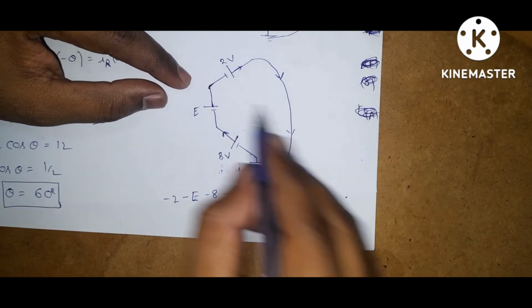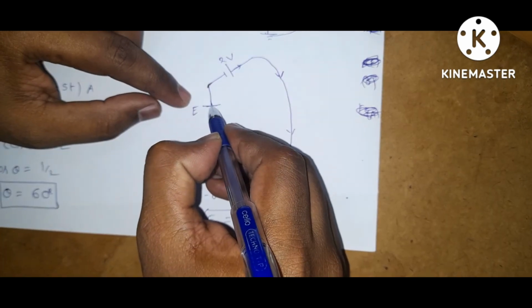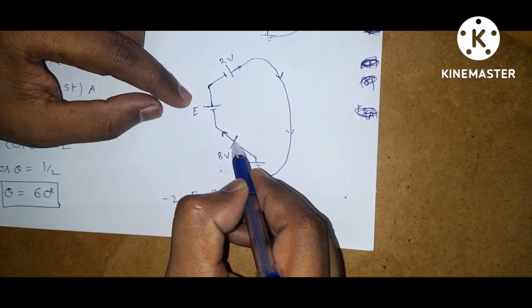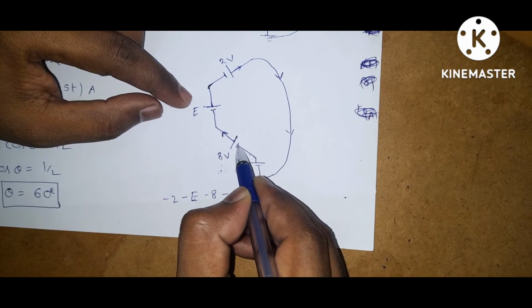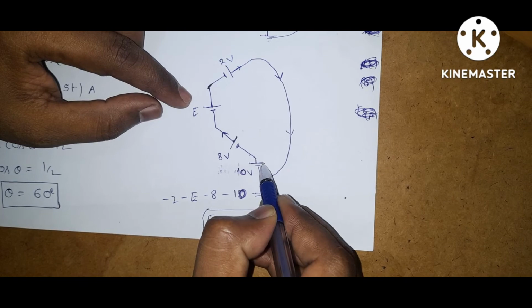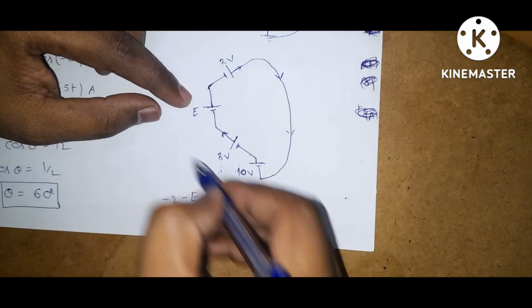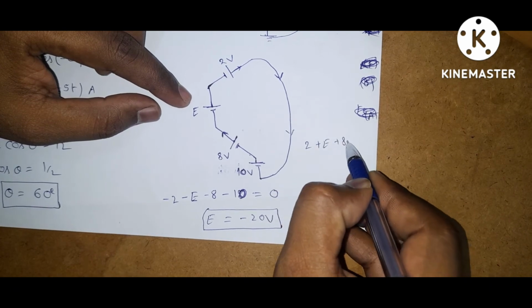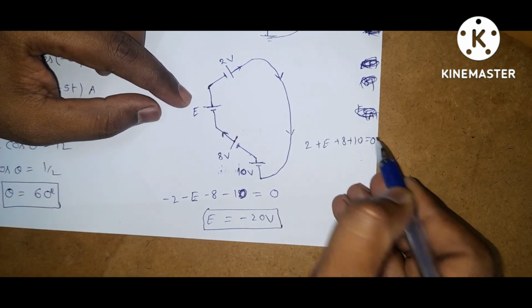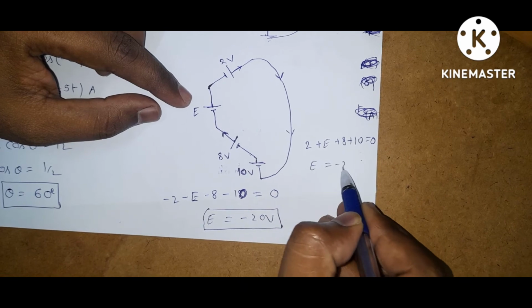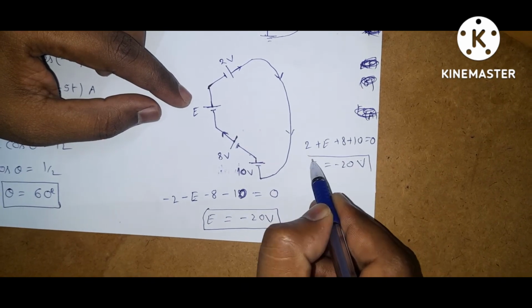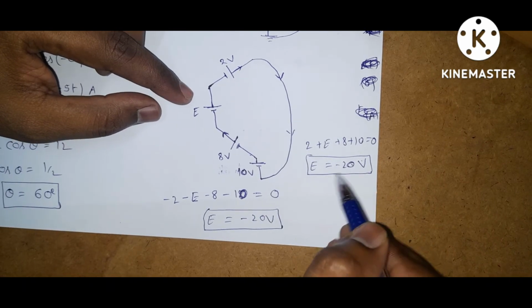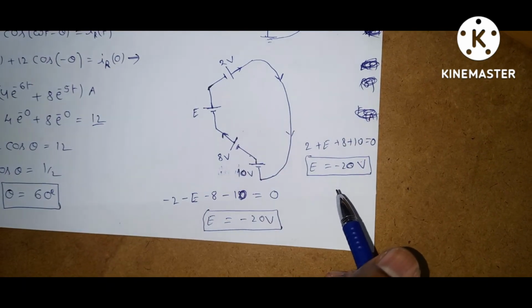Or you can write here, this positive is connected to the negative terminal of the battery, and this negative is connected to the positive terminal of this battery. So you can add all these things. What do we get? 2 plus E plus 8 plus 10 is equal to 0. This is also a correct expression. Minus 20 volts. You can follow either way, but you should get the same answer in both cases.